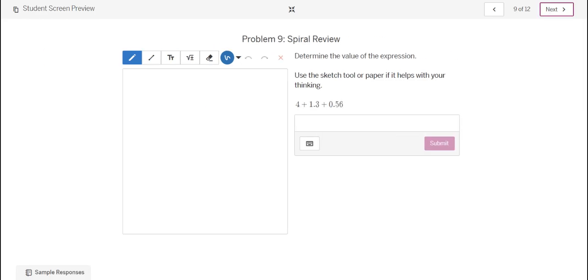We're just going to add all these together. So 4.00, 1.3, and I'm going to put a 0, and then 0.56. I get $5.86.